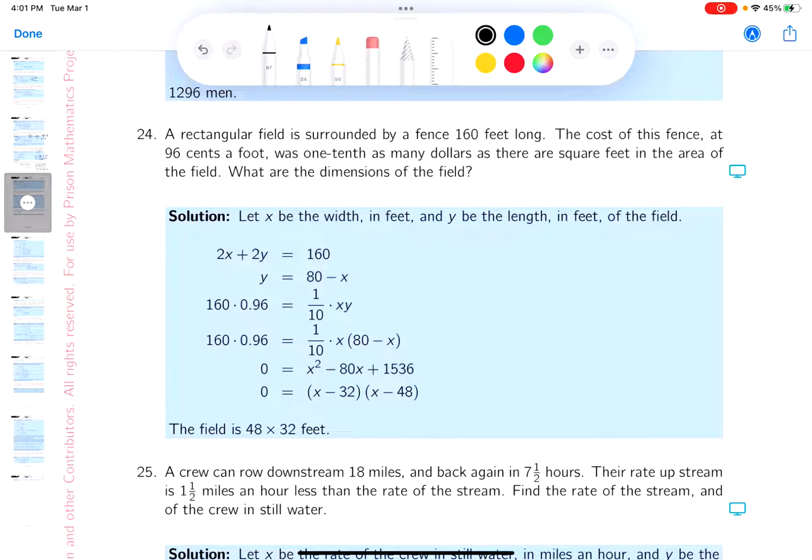Okay, I would focus in on the question. The question is, what's the dimension of the field? So, I'm going to say x is the width, and the length of it is y. And this is in feet, all right?